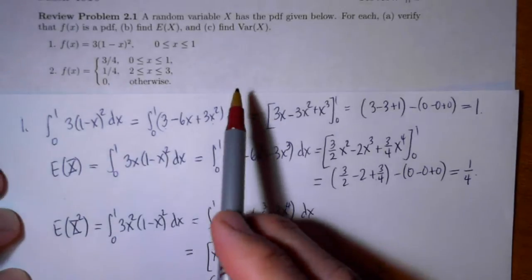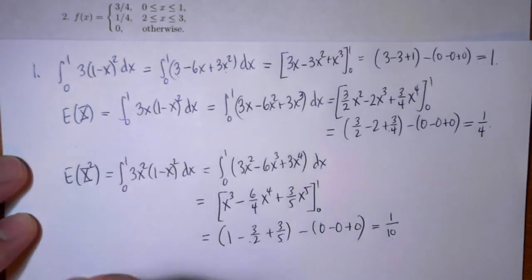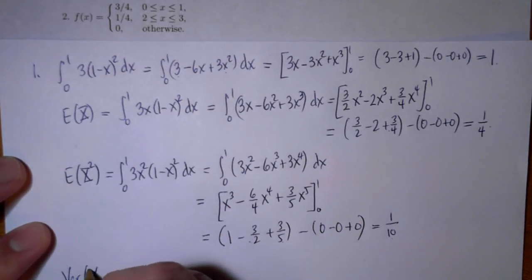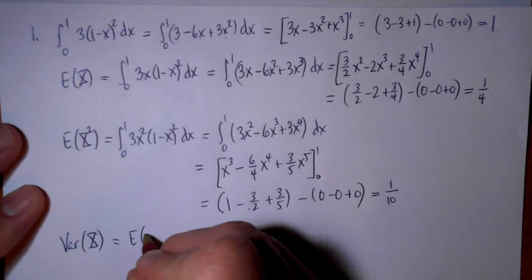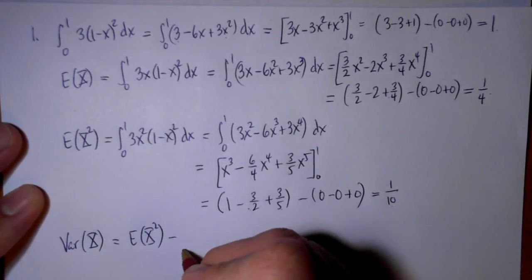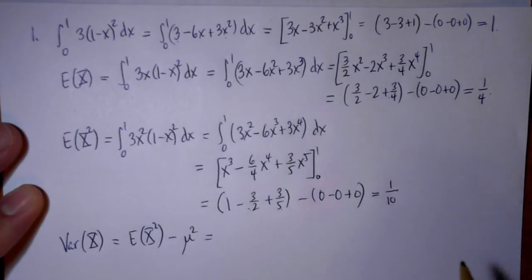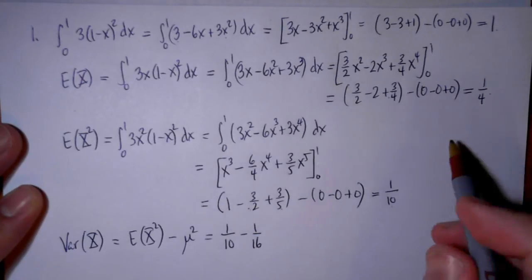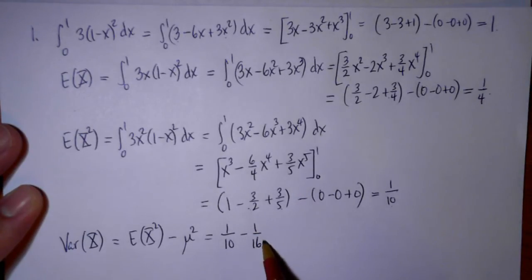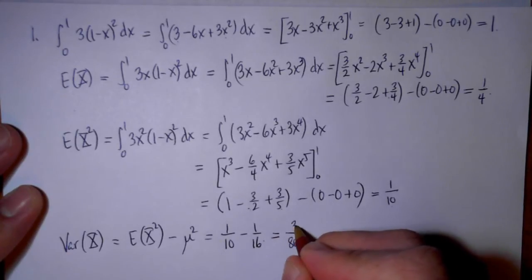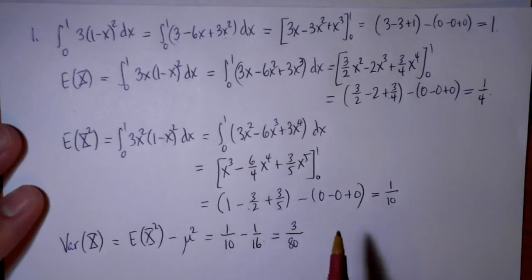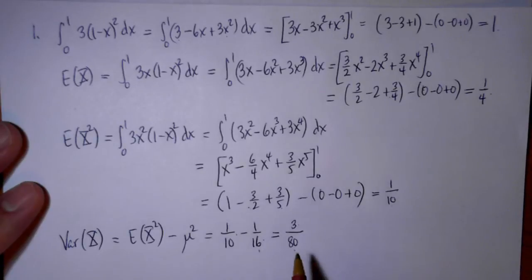So finally, to find the variance of x, the question asks to find the variance of x. The variance of x is equal to the expected value of x squared minus the mean squared. So that's 1/10 minus 1/16. So I square 1/4 to get 1/16. And then get the least common denominator, which works out to be 80. So that's 8/80 minus 5/80, which works out to be 3/80. And so that's the variance.